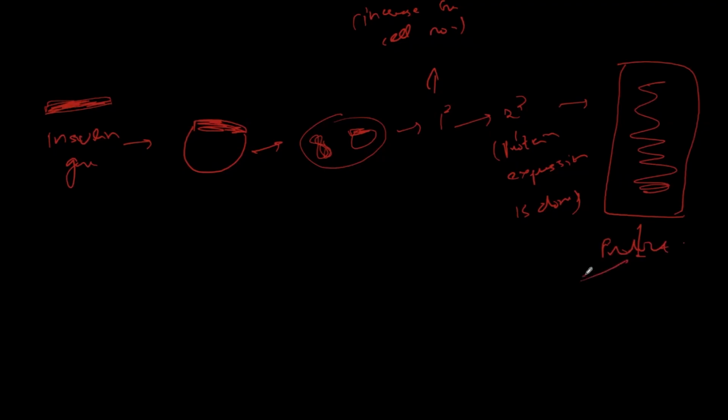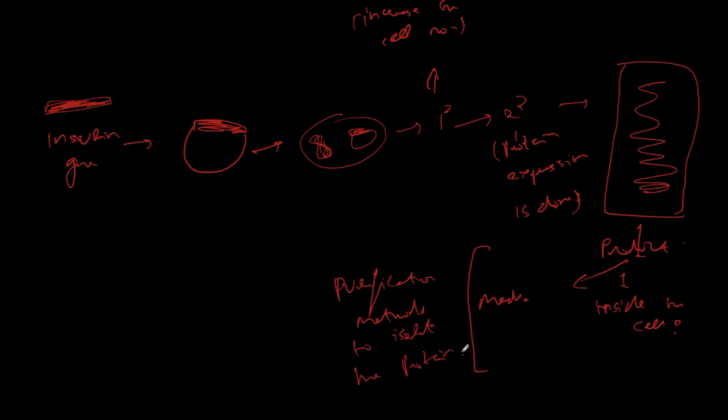Where is the product? Is it in the media? Is it inside the cell, or where? So depending on where the product is formed, we have to use different purification methods to isolate the protein. If the product is released in the media, for example, there are certain bacteria that make the protein and release it in the media itself, then we have to collect the media and process it accordingly.